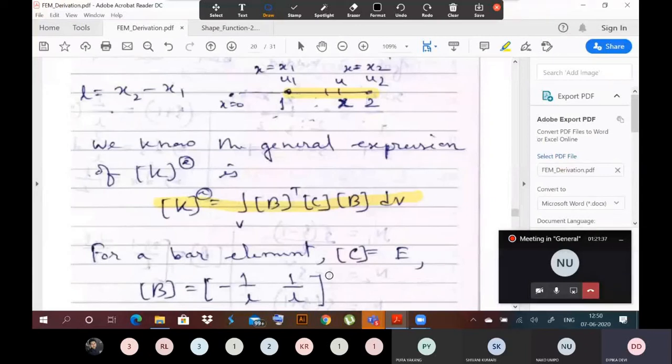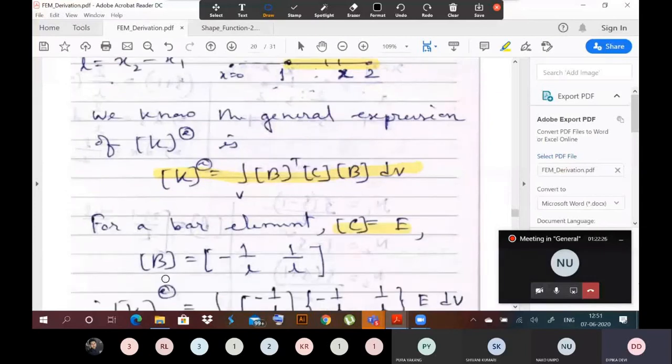It will have only E. We know sigma is equal to E into epsilon for a bar. So therefore, in this expression, C will be equal to E. Good? The next, what is B? For a bar element, B is equal to [minus 1 by L, 1 by L]. B is a row vector, so B transpose will be a column vector.